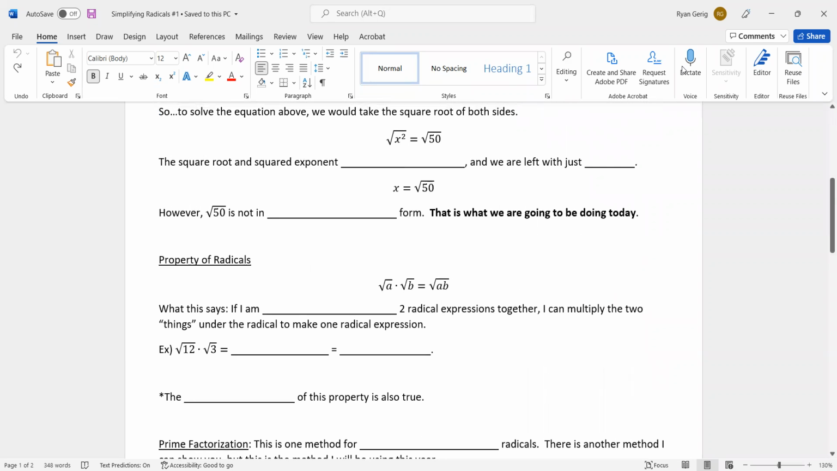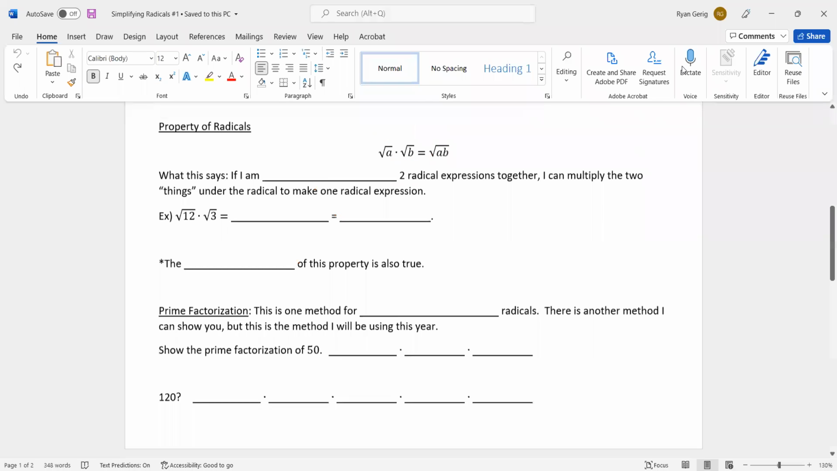So to solve the equation from the beginning, x squared equals 50, we would take the square root of both sides. Well, what does that do? The square root and the squared exponent cancel, and we are left with just x. We've now solved for x. We've gotten x by itself. But what it's equal to is the square root of 50. And the square root of 50 is not in simplest radical form. You'll see me say this a lot. You'll see it written a lot: put your answer in simplest radical form. You don't know what that means yet. That's what we're going to work on today.